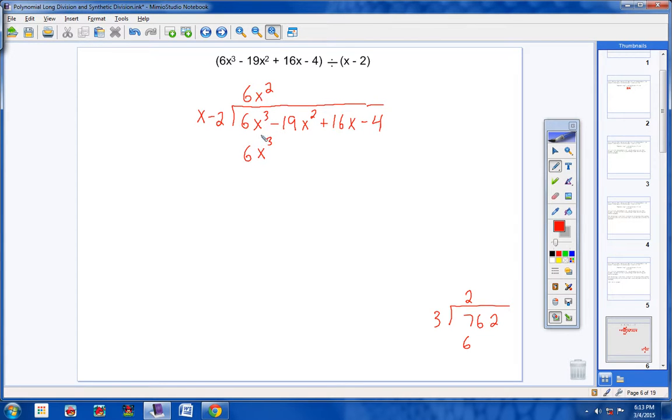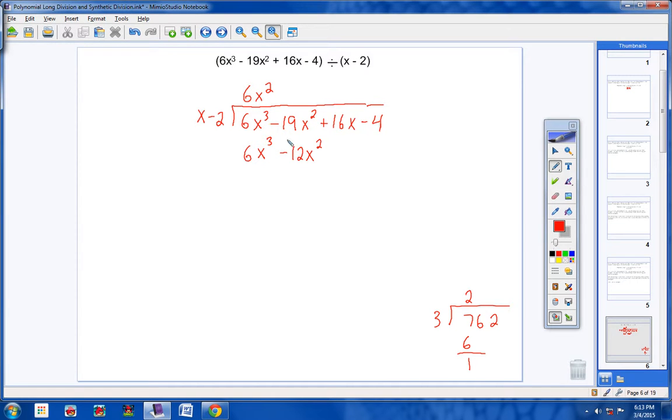6x squared times negative 2 is negative 12x squared, okay? Very good. Now, let's come back down here to our basic division problem. After you took 2 times 3, which is what we did up here, we took this times this. After you multiply, don't you subtract next? 7 minus 6 is 1. Isn't that correct? Sure it is.